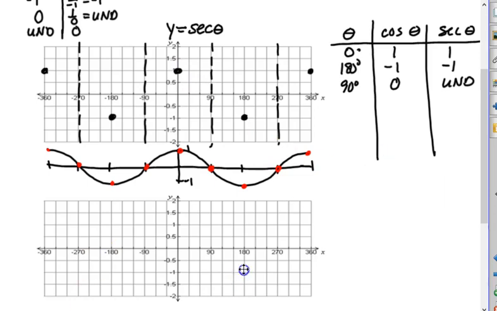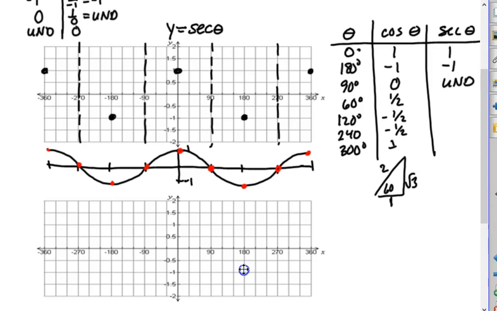So we want to look at places where cosine is equal to either positive or -1/2. So when cosine is at 60, 120, 240, and 300, that is where we have a 60-degree reference angle. When we're talking about a 60-degree reference angle, cosine is going to be 1/2. So cosine is 1/2 here, it's -1/2 in quadrants 2 and 3, and then it's +1/2 again in quadrant 4.